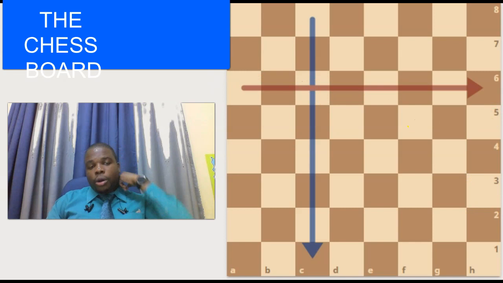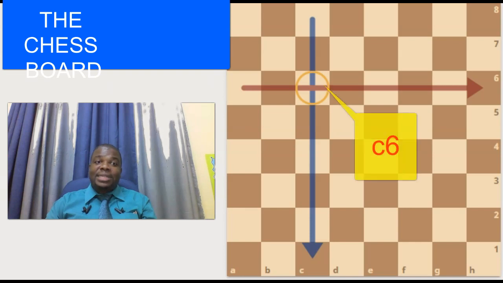Alright, so now the lines are on which file? Sorry, it's one file. It's on the C file and it's also on the 6th rank. So who can tell me what is the name of this square right here? Think about it. The line is on the C file and the 6th rank. What is the name of the square where they meet?